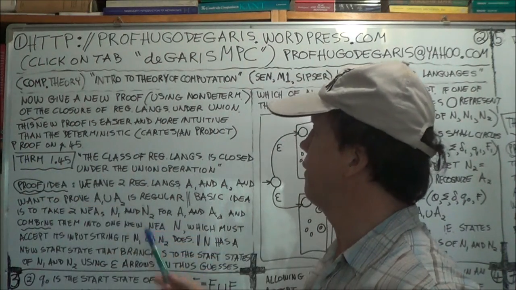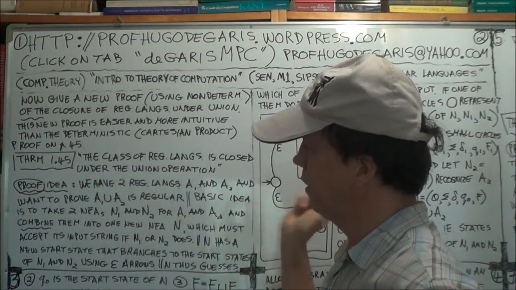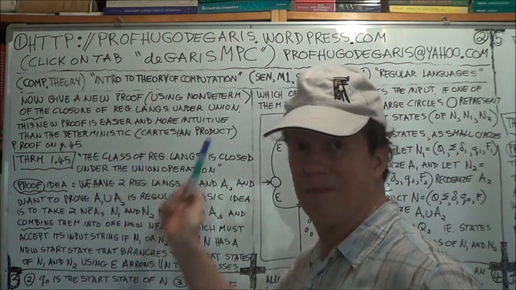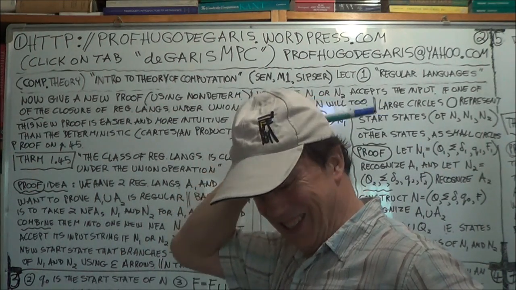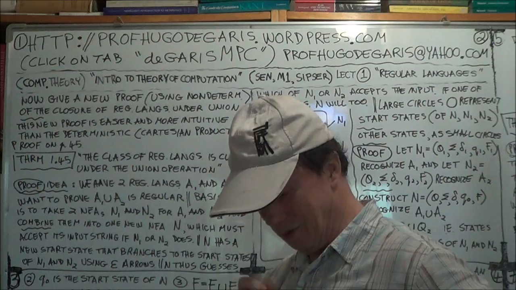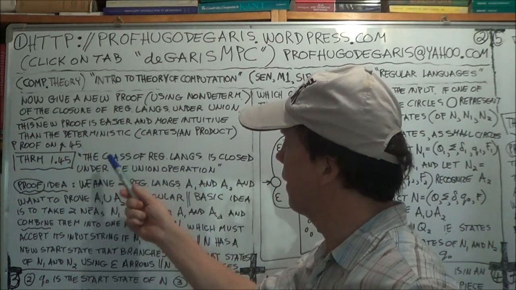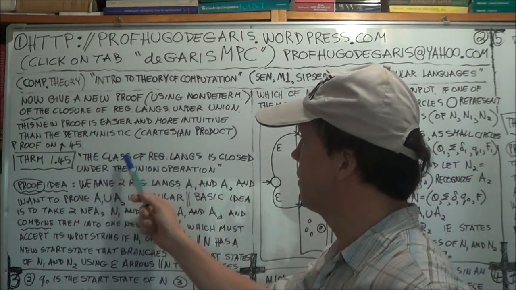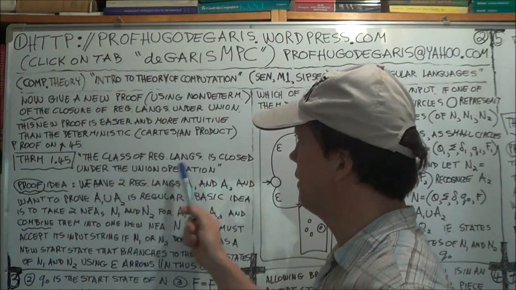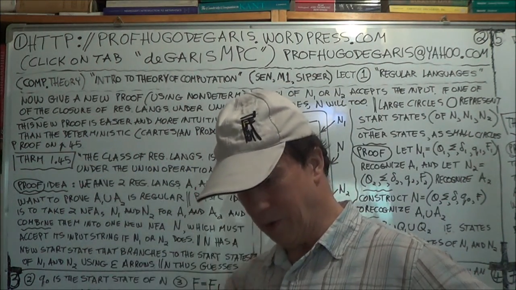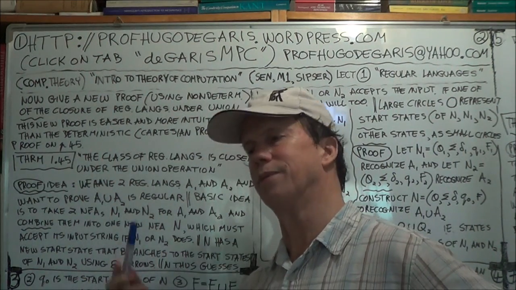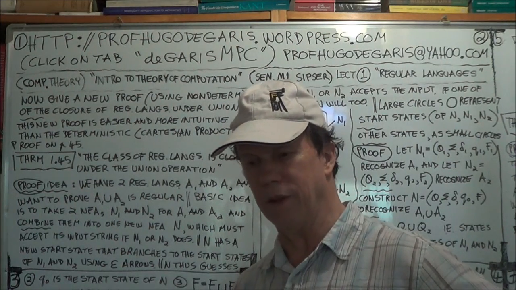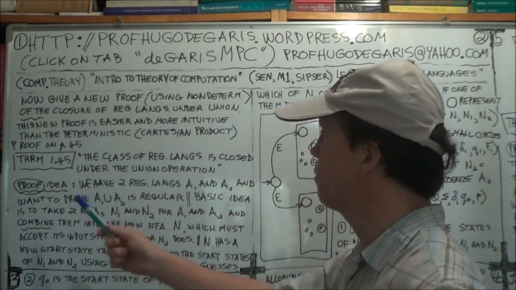So, theorem 1.45. Here's your theorem statement, proof idea, and then proof. That's the pattern throughout the book. The class of regular languages, Sipser tends to use different words for a set, maybe he gives a different definition to the word class, is closed under the union operation. We're proving this statement for the second time, but this time using the non-deterministic approach.